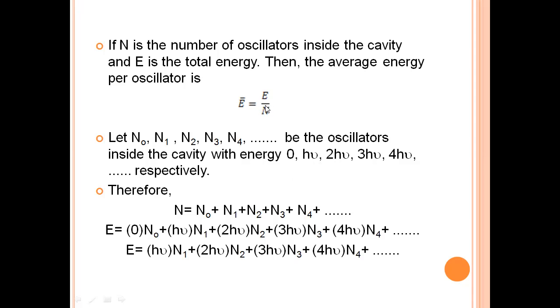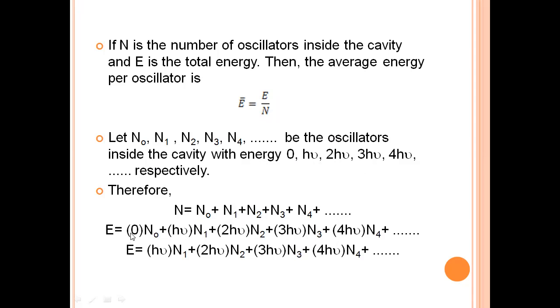Now, if you want to find the total number of oscillators N, just the summation of these oscillators will give you how many oscillators there are in the black body. That is, N is equal to N0 plus N1 plus N2 plus N3 and so on. And to find the total energy of the oscillators, multiplying the energy of the oscillator with its number will give us the energy of that particular oscillator. Then the summation will give you the total energy of the oscillators.